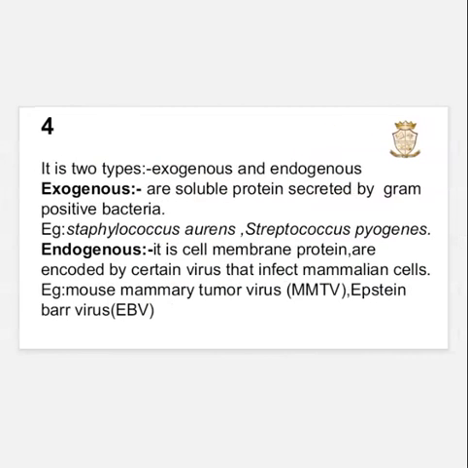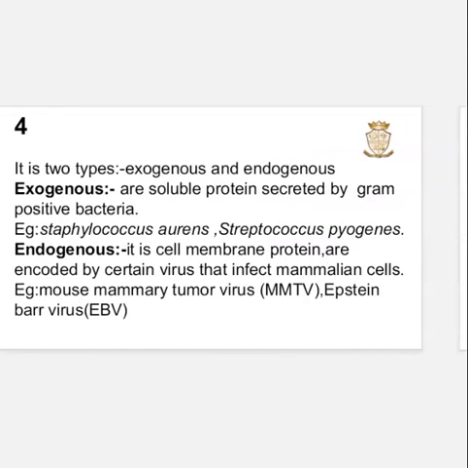They are of two types, exogenous and endogenous. Exogenous superantigens are soluble proteins secreted by gram-positive bacteria. Examples: Staphylococcus aureus and Streptococcus pyogenes. Endogenous superantigens are cell membrane proteins encoded by certain viruses that infect mammalian cells. Examples: mouse mammary tumor virus, MMTV, and Epstein-Barr virus, EBV.